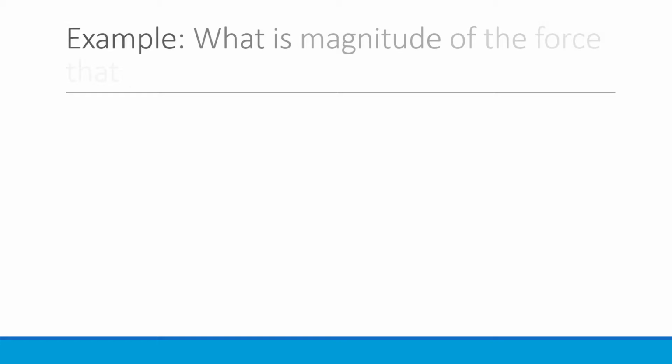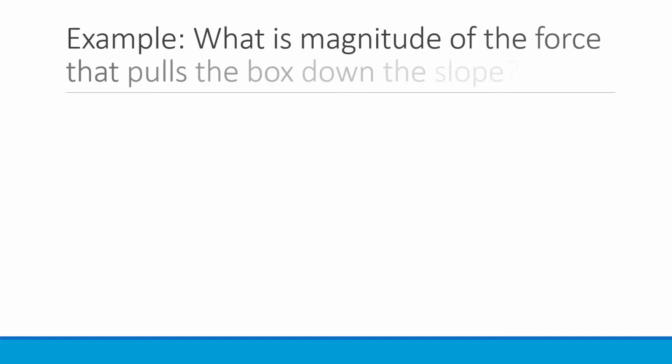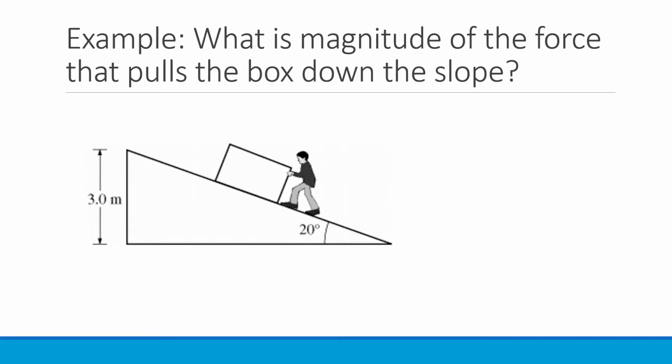All right, so here, what is the magnitude of the force that pulls the box down the slope? So here's a force that's at an angle. Okay. So we want to know what is the magnitude of the force that is pulling it down the slope. So this part. Okay. Now, I don't have any numbers here, but that's okay because we don't need them yet.